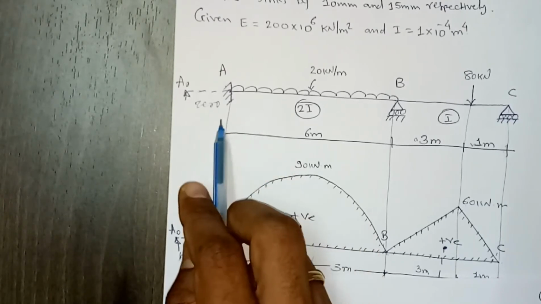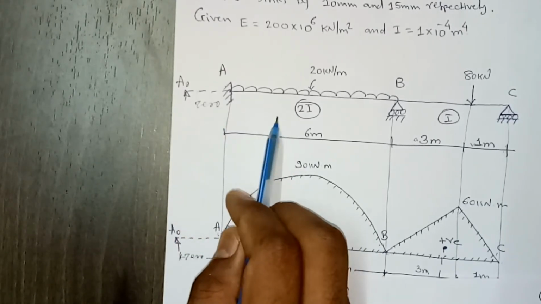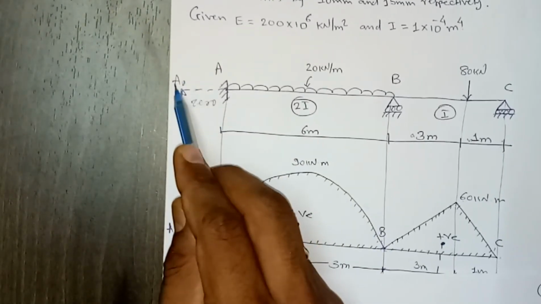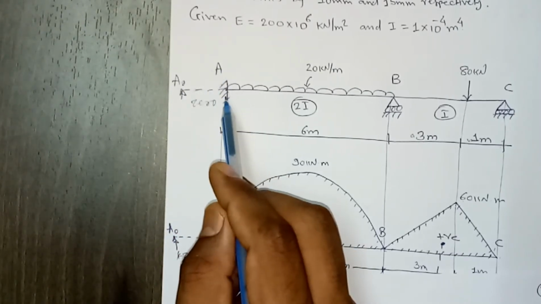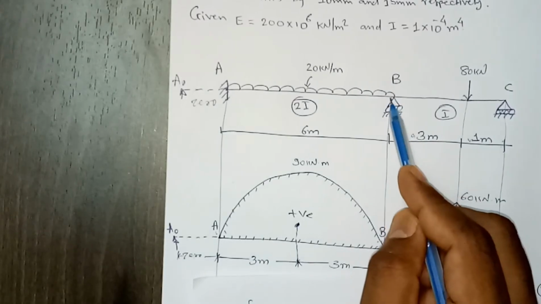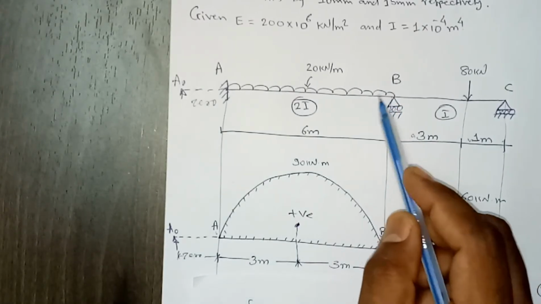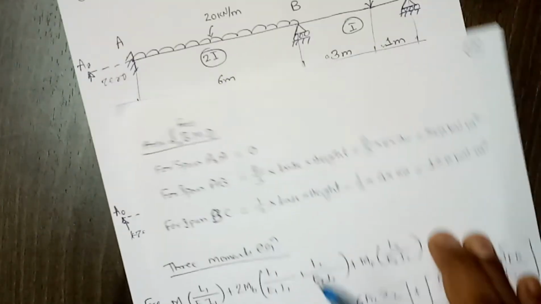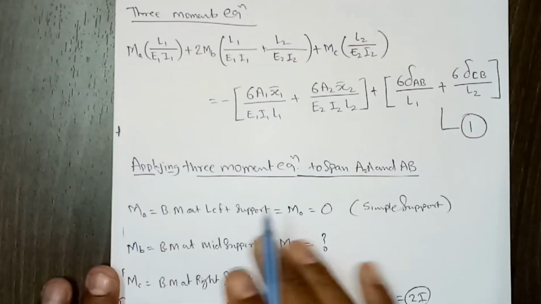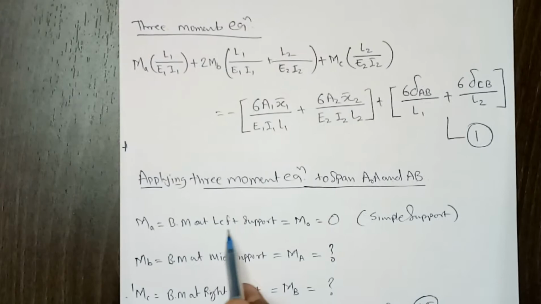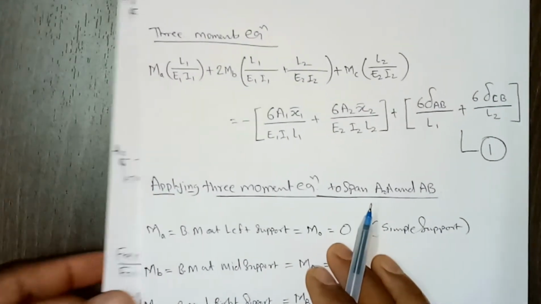Now when we use this 2 span, this will be like our leftmost support. This A becomes like the middle support and B becomes the right support. So here you need to be careful while writing things. MA is the bending moment at the left support.